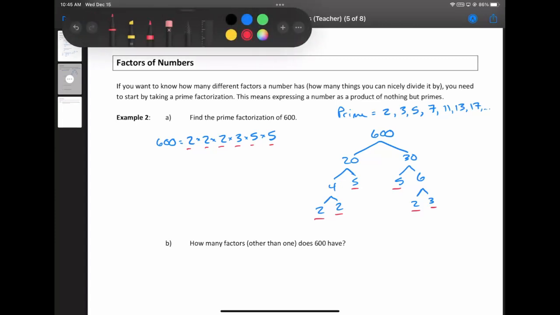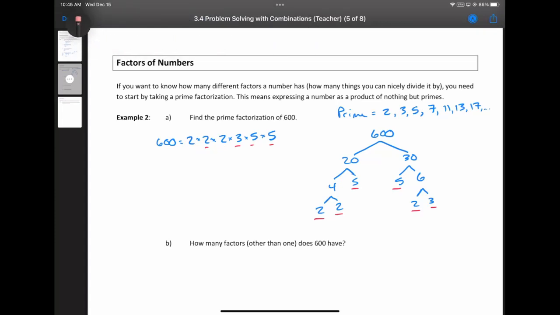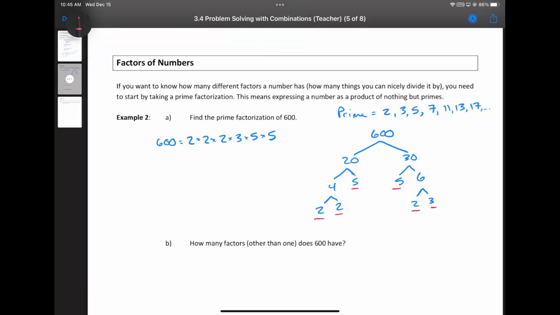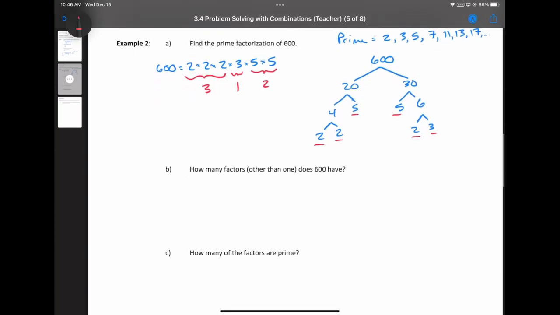Okay, I'm just going to erase those little tick marks for a second, just so that I can make different tick marks underneath. And I'm going to do these ones in red as well, actually. What I want to point out is that the 2s, there's 3 of them. The 3, there's only 1 of, and the 5, there's 2 of. So our question is, how many factors are there of 600 other than 1? So we're not going to consider 1 to be a factor. It is, but for our purposes right now, the question's saying don't consider it a factor.